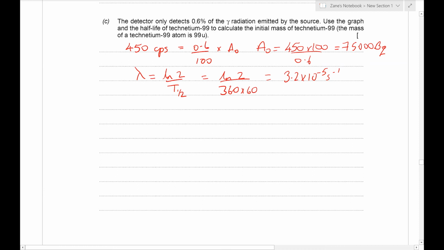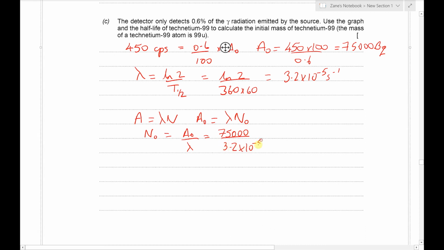Now we can work out the initial number of nuclei, because we can use A equals lambda N, or more specifically A naught, the initial activity, is lambda times N naught, the initial number of nuclei. So the initial number of nuclei will be A naught over lambda, and we've worked out A naught as 75,000 becquerel, and lambda is 3.2 times 10 to the minus 5 per second. So that gives us an initial number of nuclei of about 2.3 times 10 to the 9.